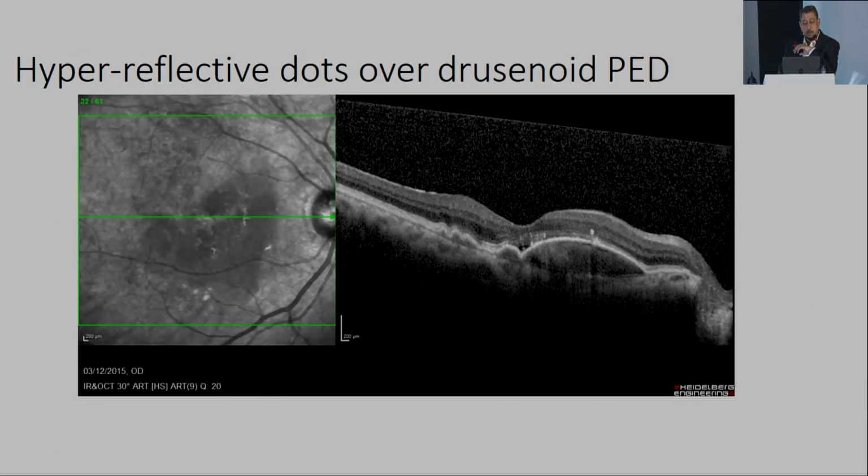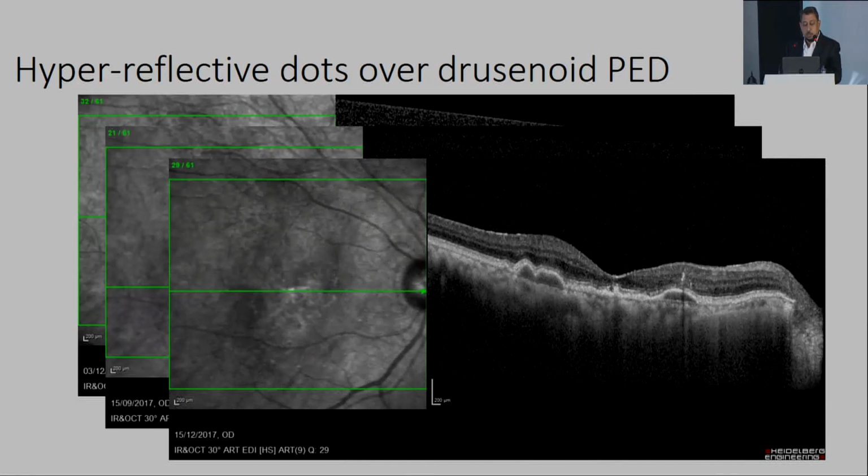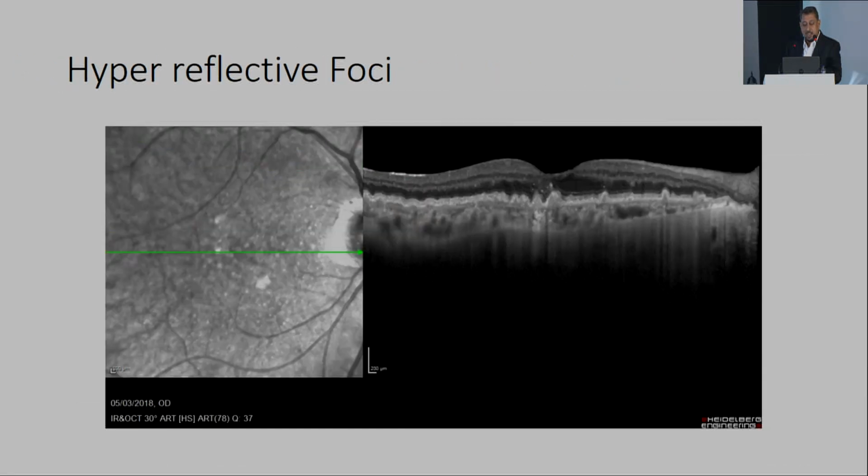And next comes the next story, the next story being hyperreflective dots. Why is this important? You see small dots. These dots are called hyperreflective dots. They're the first sign of RPE atrophy. So that's the story. You can predict RPE atrophy, predict geographic atrophy. So you see these dots, and there you see the PED flattening. And this is yet another example of hyperreflective foci. You see the RPE cells detaching from the RPE, the first sign of atrophy.